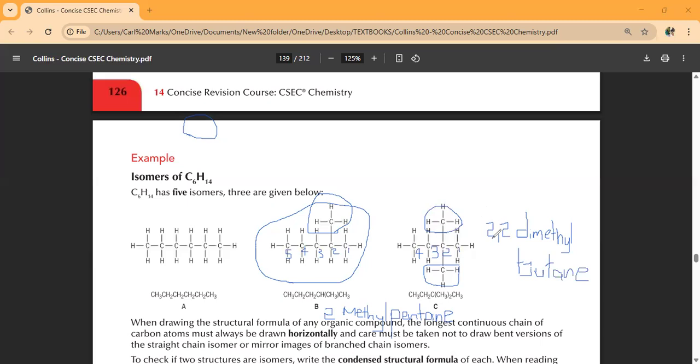So remember, we use the 2,2 to tell us which carbon each methyl is on. That's why you have 2, 2. 2,2-di, meaning two methyls, and the butane is the longest chain.